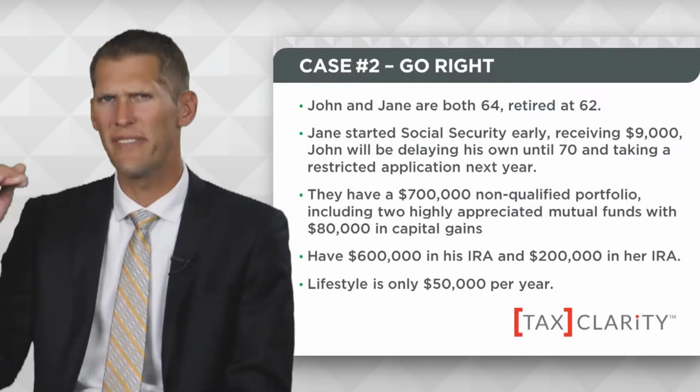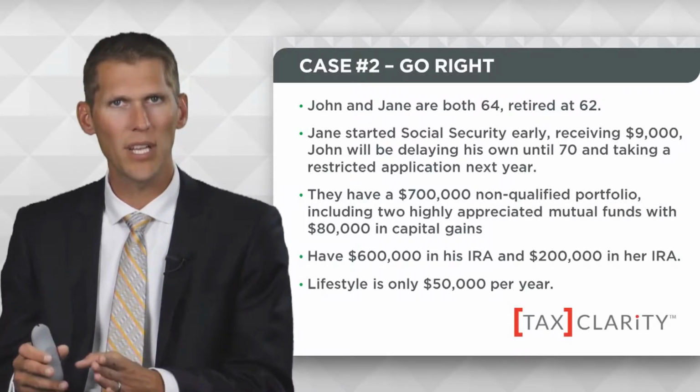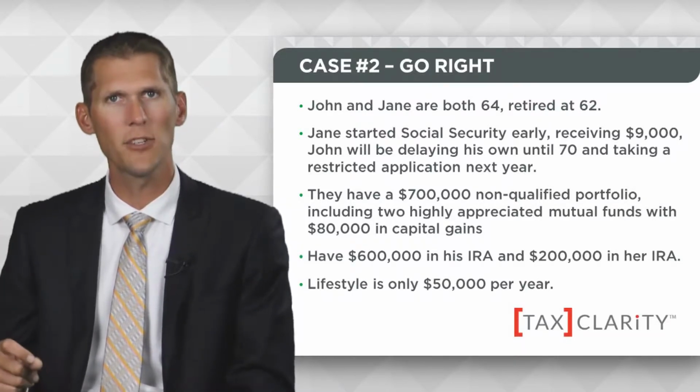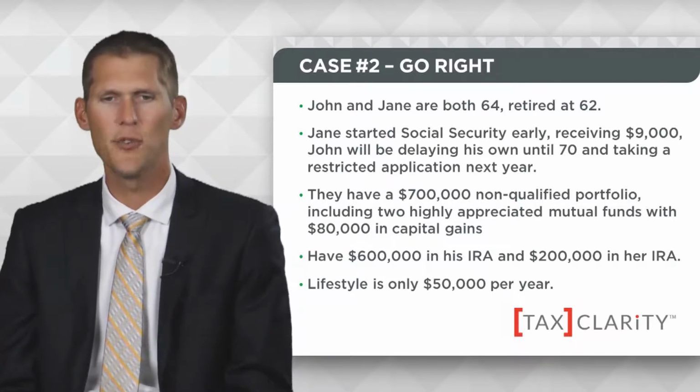He wants to get that survivor benefit as large as possible, and he's going to be taking a restricted application, so filing only spousal benefits based on Jane's earnings beginning when he turns 66 in 2 years.